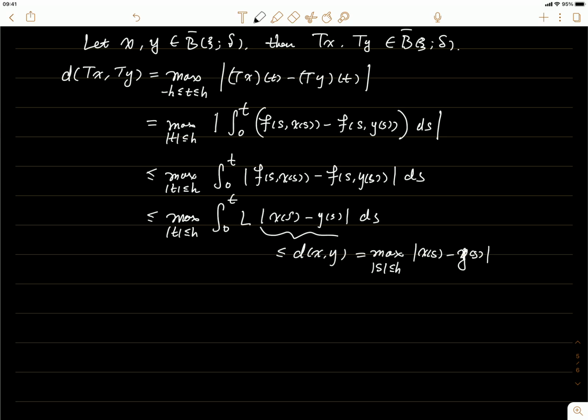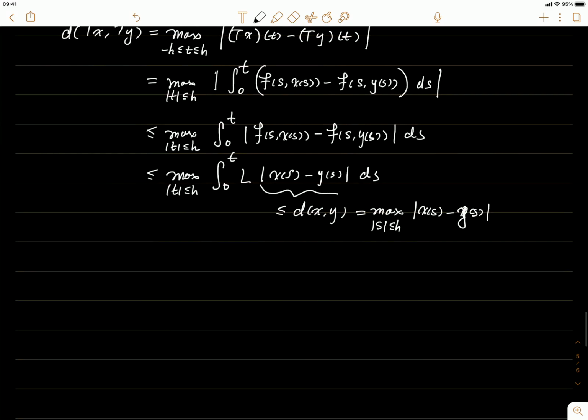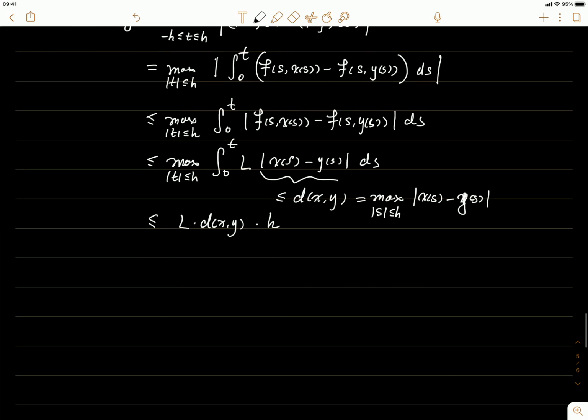But taking the maximum, this one is independent of s, so I can pull it out. So this is equal to L times d of x, y times the maximum of t for this integral over a constant, but that will be just t, and t is less than h, so it has to be less than or equal to L times d times h. Let me rewrite that. I put t, h, and L together. But we know that this value is less than 1.